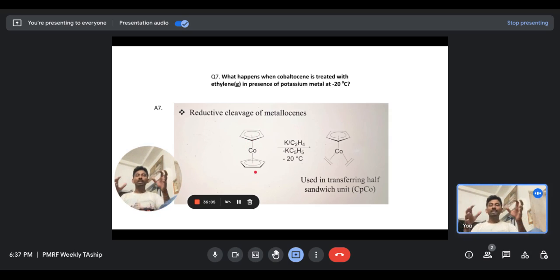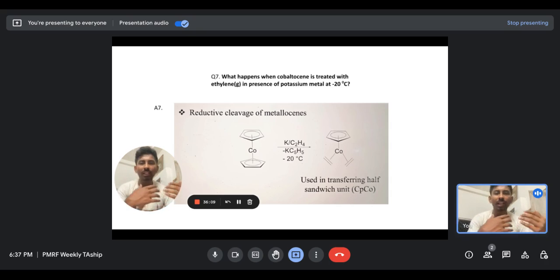So this molecule is a specific example of an electronically oversaturated system. Since both of these Cp minus are covering 3 coordination sites around the cobalt center, all 6 sites are occupied. So this cobaltocene is electronically oversaturated but coordinatively saturated.